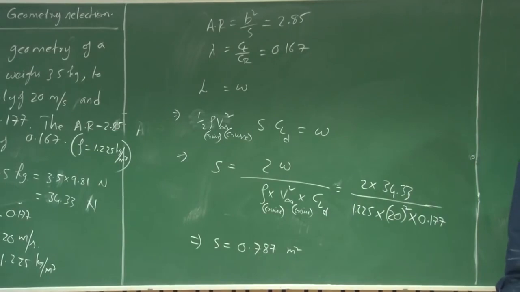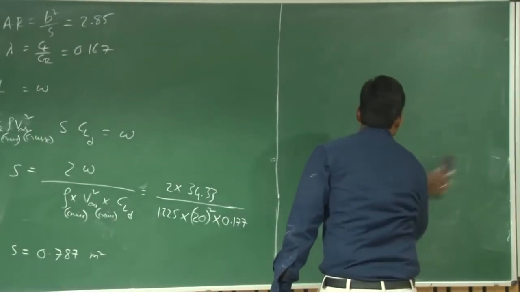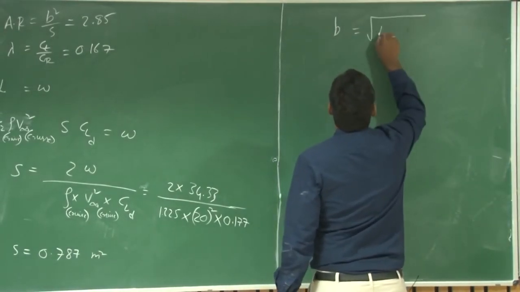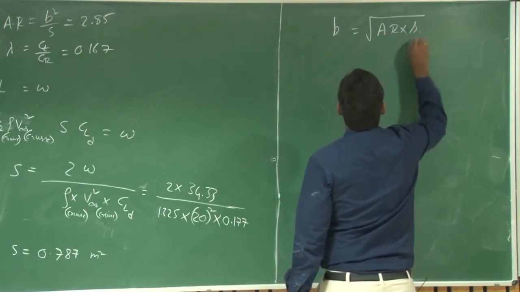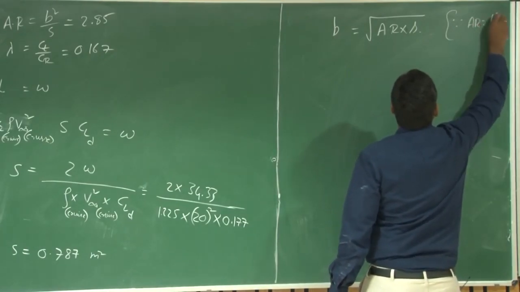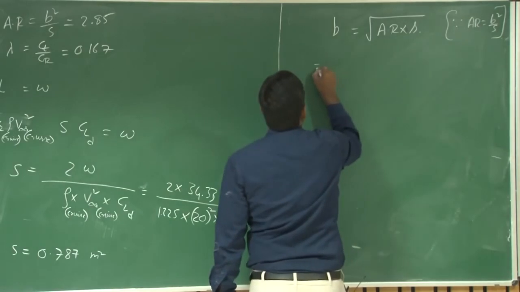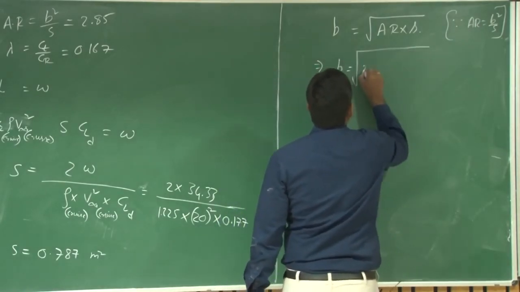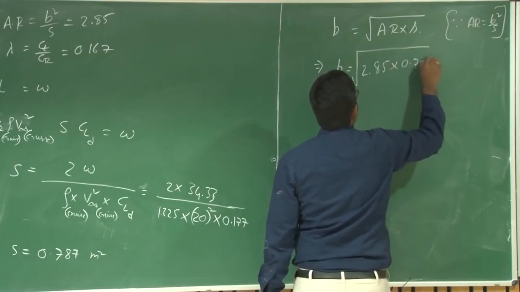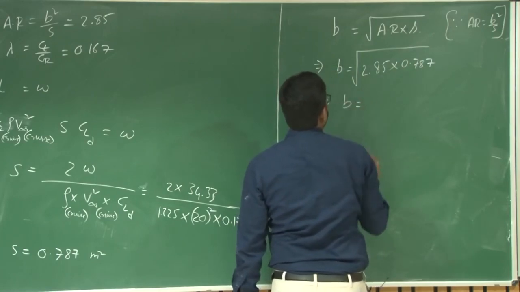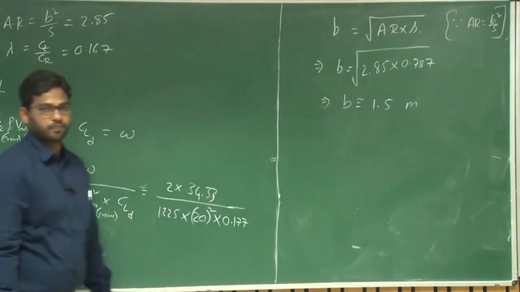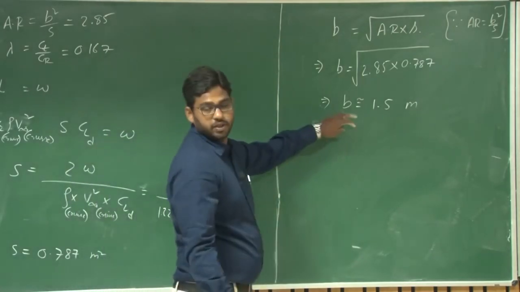So once you know the area, you can calculate the span of this UAV. So what is the span? Aspect ratio into S, because AR is equal to B square by S. So the span of this UAV should be 2.85 into S, which is 0.787. This implies the span of this UAV is approximately 1.5 meters. So this should be approximately 1.5 meter span.